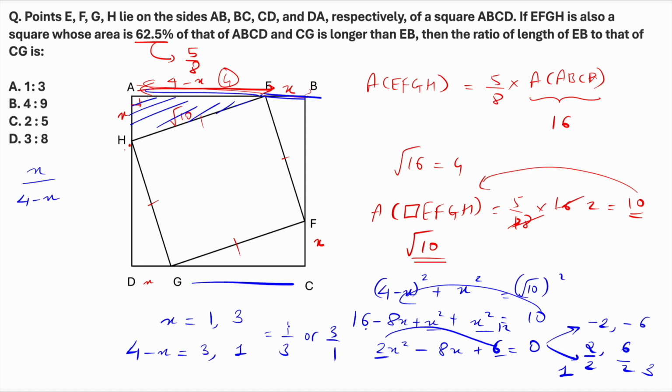But 1 by 3 is the only possible answer here and not 3 by 1, because in that case EB will be greater than GC or EB will be greater than AE, which is not possible as per the question. So we have only one possible answer. The ratio of EB is to CG or EB is to EA is basically 1 is to 3, our A option.